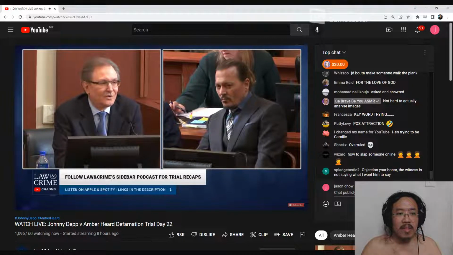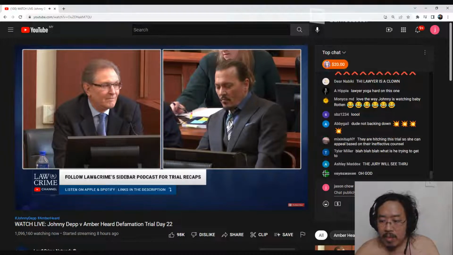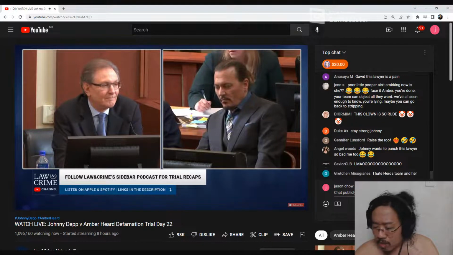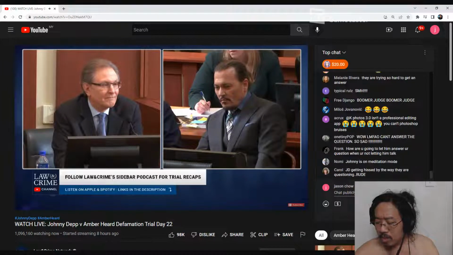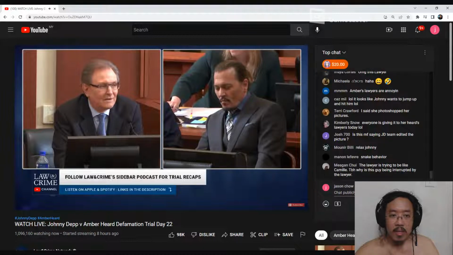It's not a yes or no question. Did you, yes or no, find no evidence of EXIF metadata modification of any photograph in this case, correct? That's incorrect. Okay.